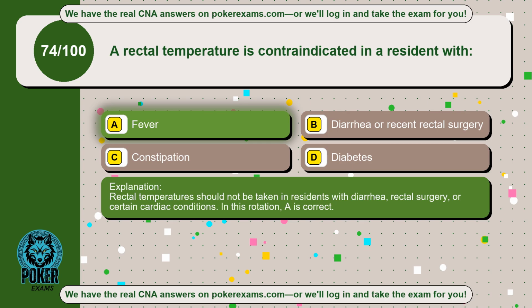Rectal temperatures should not be taken in residents with diarrhea, rectal surgery, or certain cardiac conditions. In this rotation, A is correct.